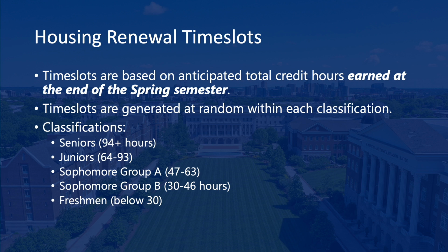It's important to stress that students with more credit hours within the same classification may not necessarily have an earlier time slot, since these draw times are randomly generated within each grouping. For example, someone with 70 credit hours may have a later time slot than someone with 60 credit hours. Both students will be considered juniors, and all juniors will have random time slots.